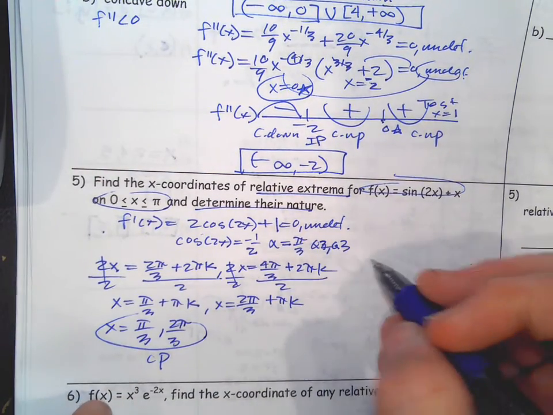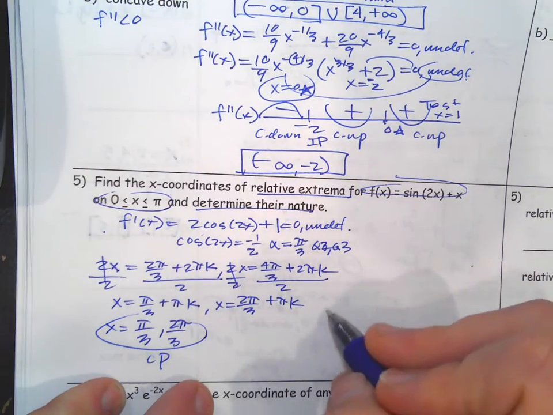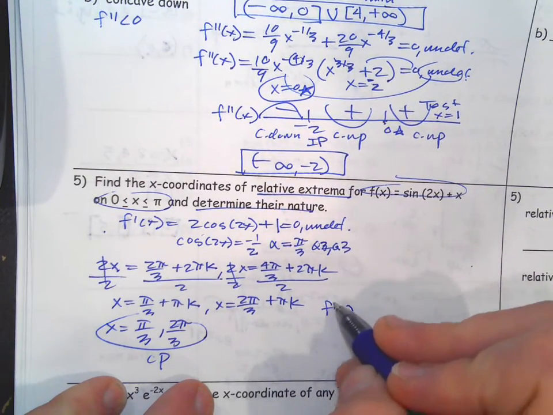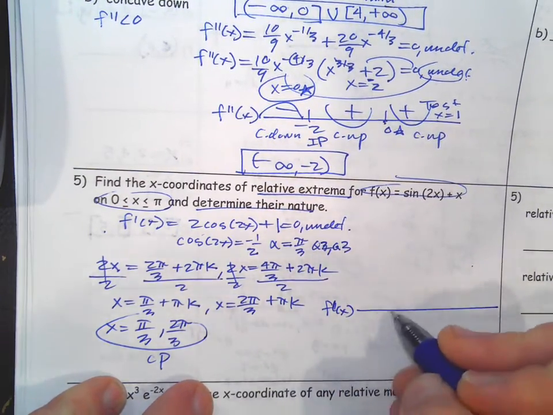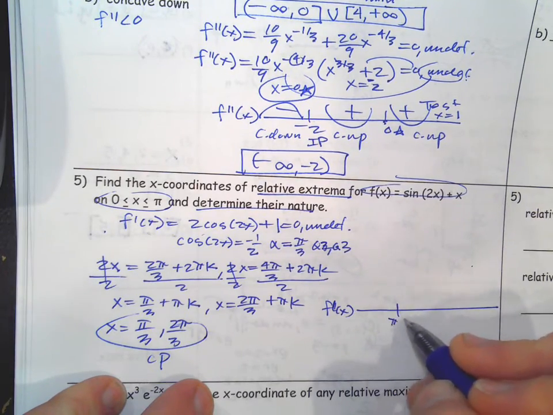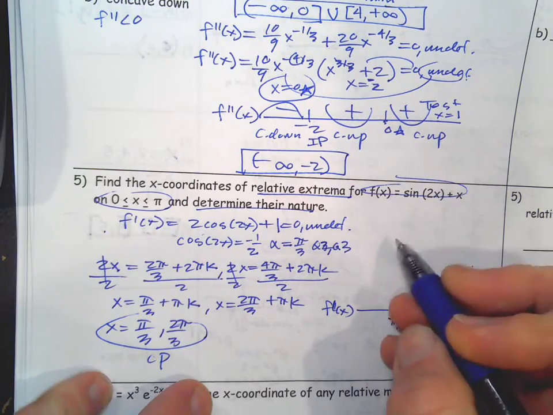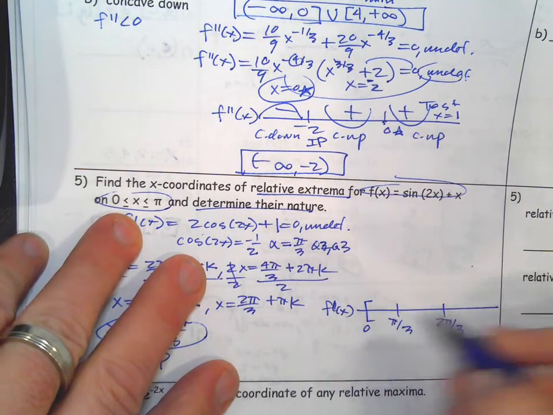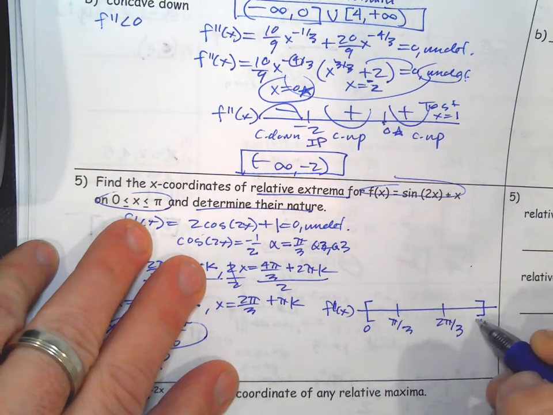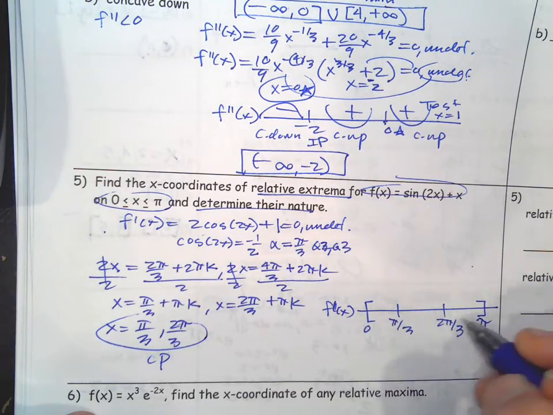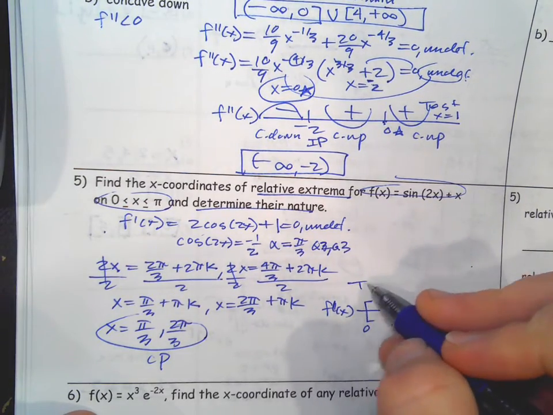So we're going to do a line check. Label your line check, please. If you don't, I'm going to take off points. Put all these points. Pi over 3, 2 pi over 3. Now there are infinite critical points, so we should emphasize our domain from the problem given to us on our graph. Test a point. Tell me what you're testing.